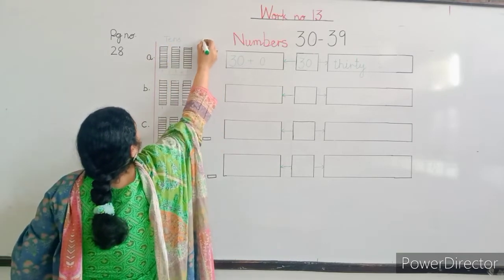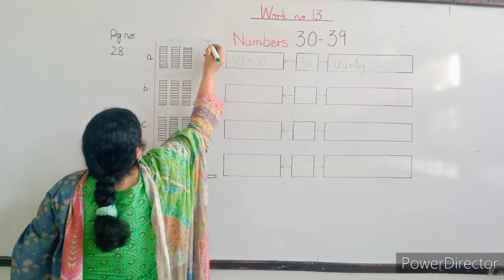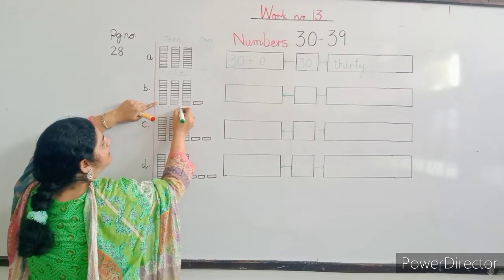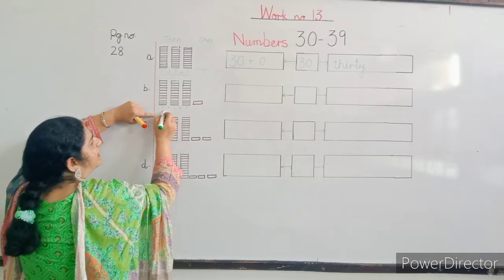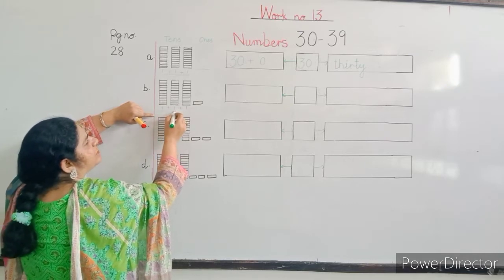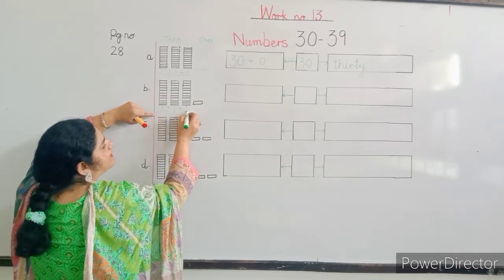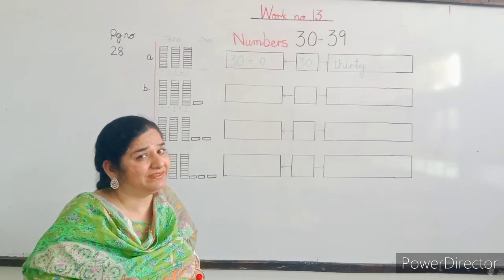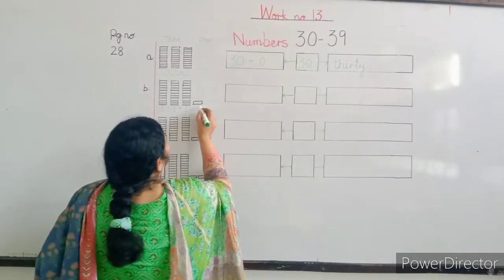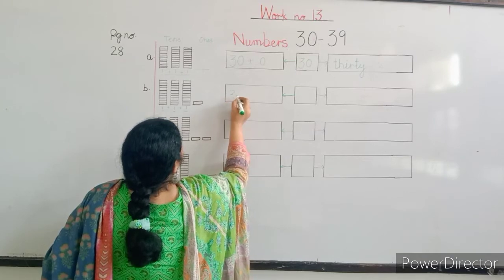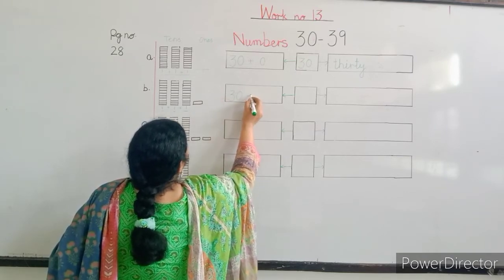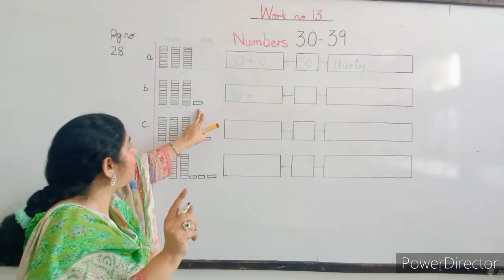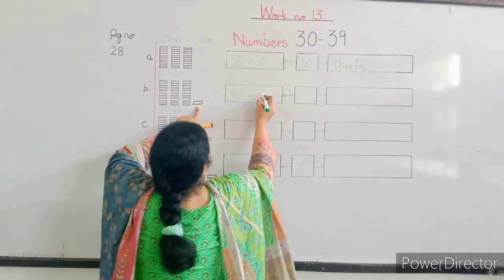And here is the place for ones. Right? So how many tens are these? 1 ten plus 1 ten plus 1 ten. 1 ten plus 1 ten is 2 tens. 2 tens plus 1 ten is 3 tens. And 3 tens mean 30. So we will write 30 over here. 30 plus. How many ones are here? Yes, only one block is here. So we will write 1.